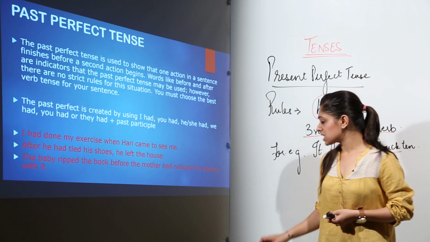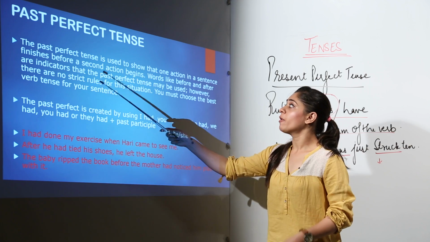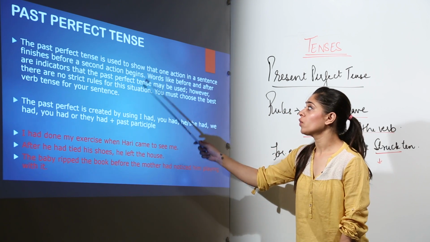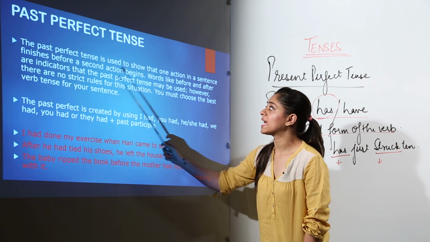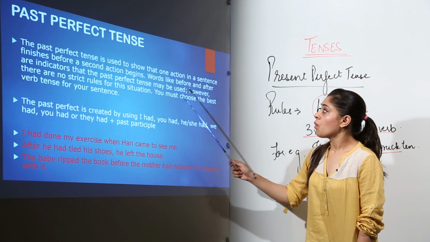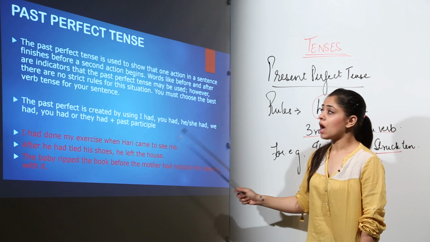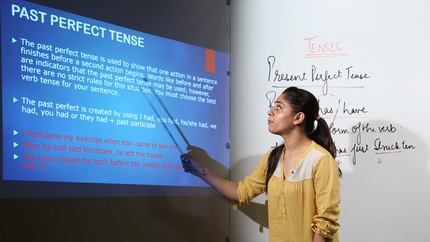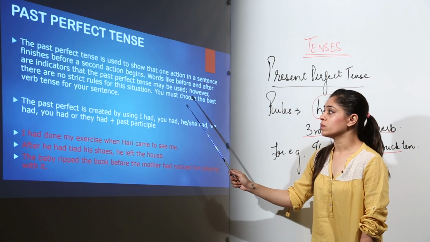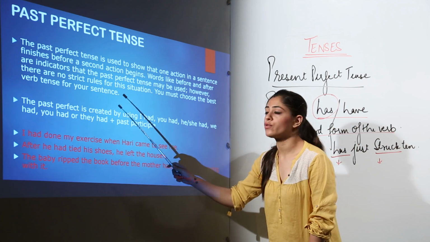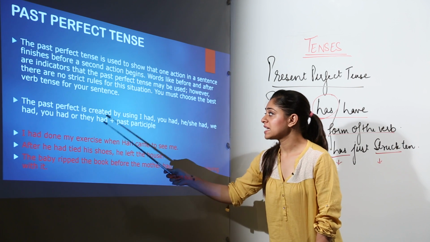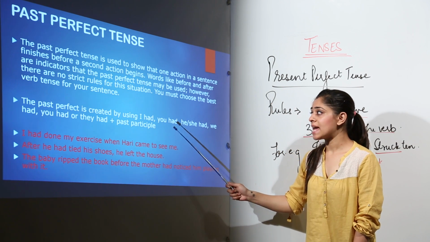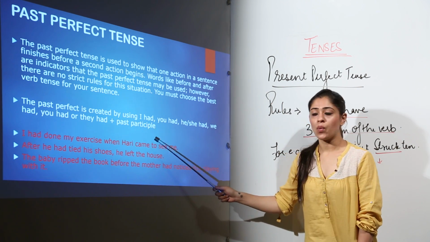Now moving on to past perfect tense. The past perfect tense is used to show that one action in a sentence finishes before a second action begins. Words like before and after are indicators that the past perfect tense may be used. However, there are no strict rules for this situation. But the past perfect is created by using had plus third form of the verb.